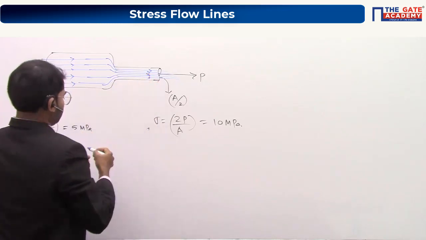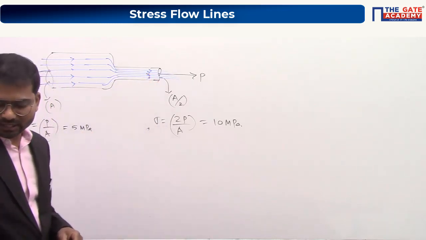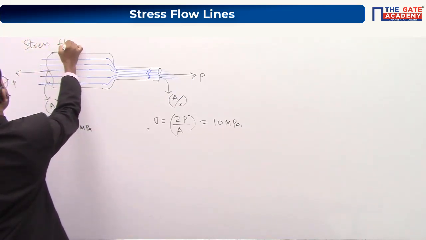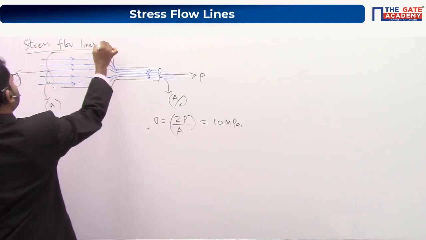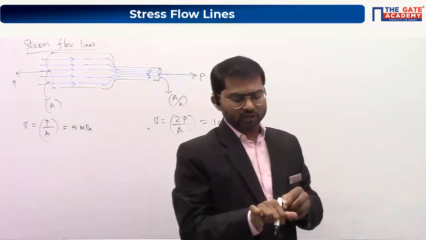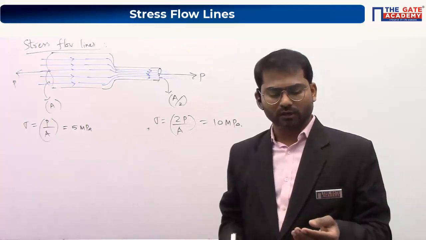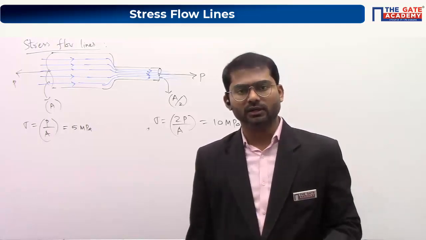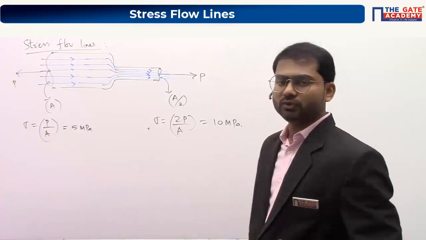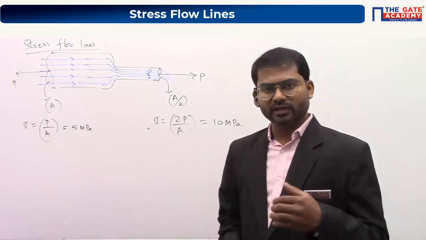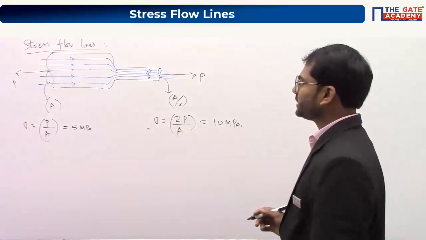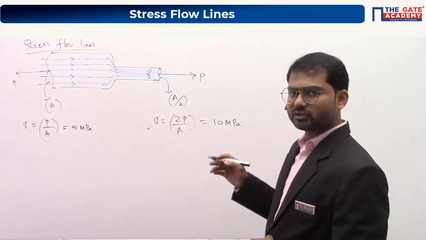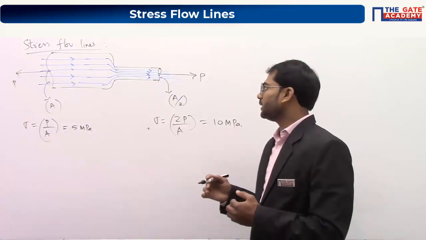So these lines which are showing the variation of stress are called stress flow lines. Okay, so these are similar to velocity flow lines only. So velocity flow lines were giving the data about velocity variation along the length, or velocity variation at different locations. In the same way, these stress flow lines are letting us know the variation of stress at different locations. So here we can understand wherever the lines are loosely packed, the stress is lesser as compared to the location where the lines are tightly packed.